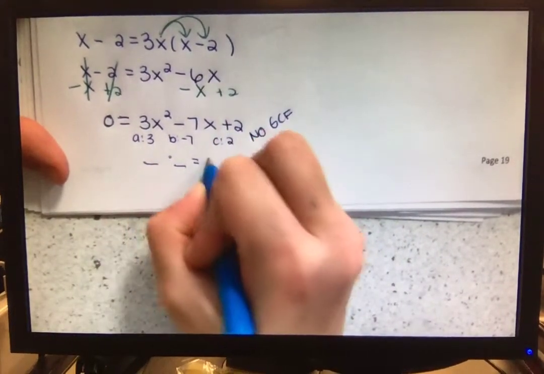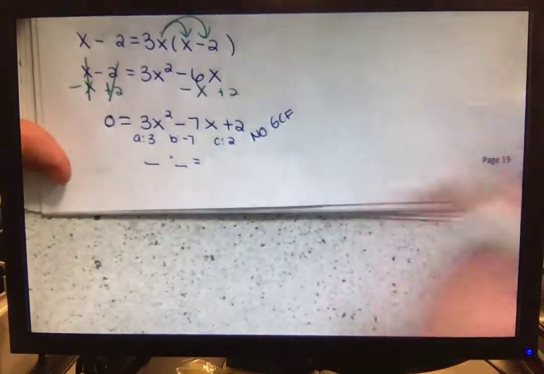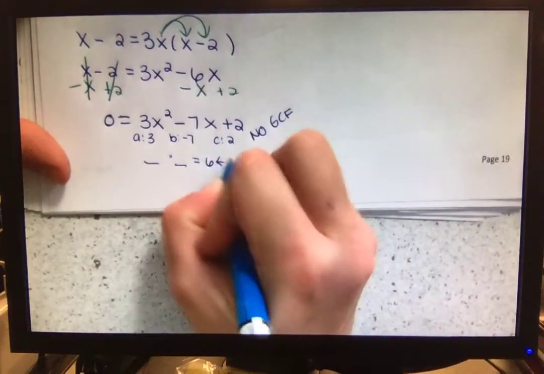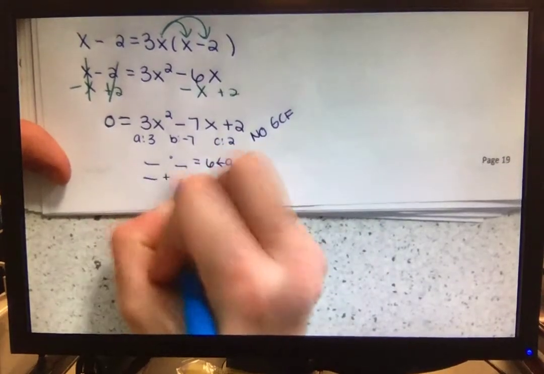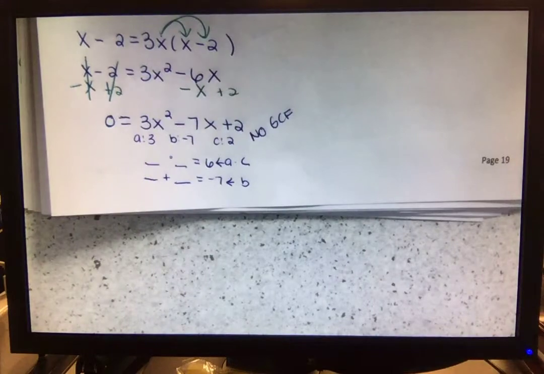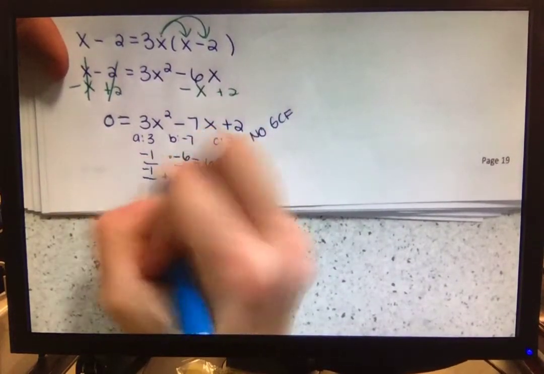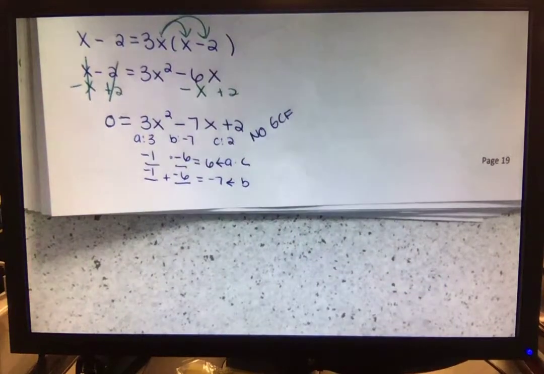We're looking for two numbers that will multiply together to give us A times C. So 3 times 2, which is 6. And the same two numbers that add together to give me B, which is negative 7. Negative 6 and negative 1. Thank you, negative 6 and negative 1. Negative 1 times negative 6 is positive 6. Negative 1 plus negative 6 is negative 7. Unfortunately, A is 3, A is not 1, so we have to factor by grouping.